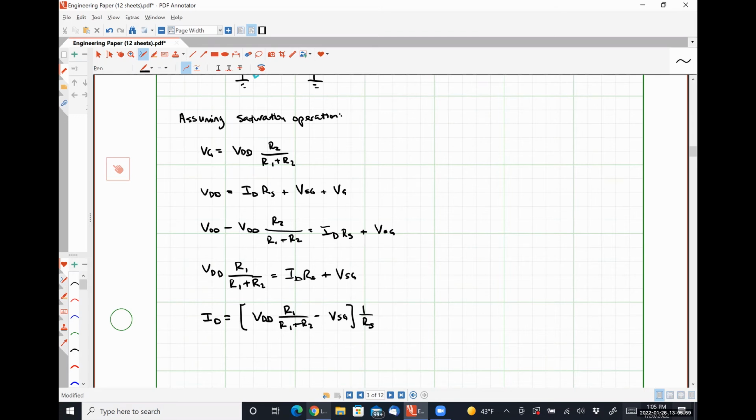So this is VDD minus this guy. I've just moved VG to the other side of the equal sign, where VG is VDD times R2 over R1 plus R2. Okay. So I moved VG over, and then I effectively just factored this guy, where 1 minus R2 over R1 plus R2 is the same as R1 over R1 plus R2.